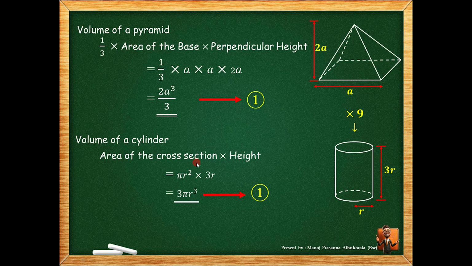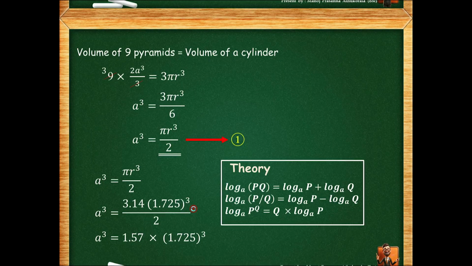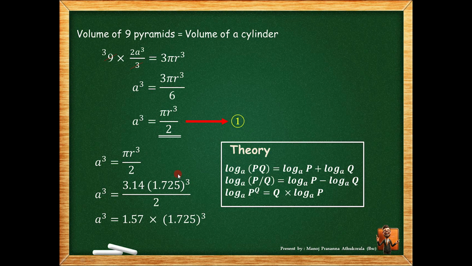Then, let's see how to find the volume of this cylinder. You know that the volume of a cylinder is the area of the cross section into its height. So, it's a circular cross section. The area of that circular cross section is pi R squared. Height is nothing but 3R. So, 3 into pi, R squared into R should be R cubed.